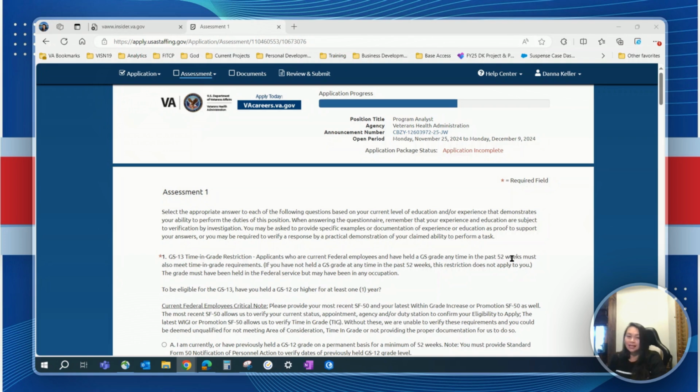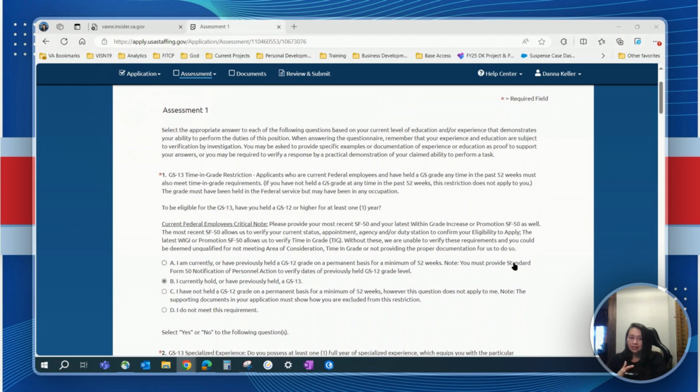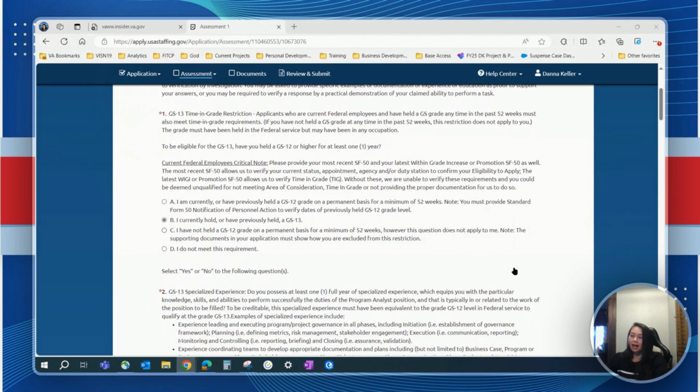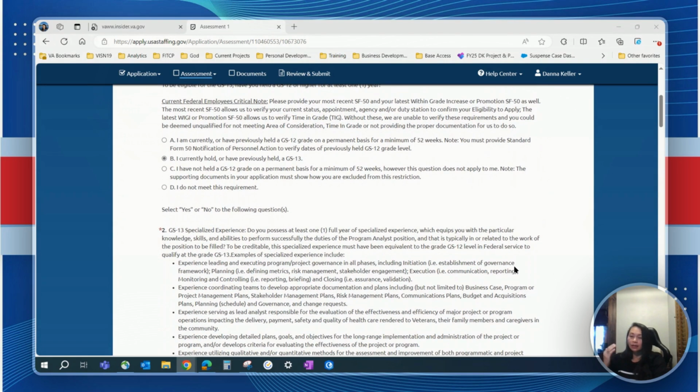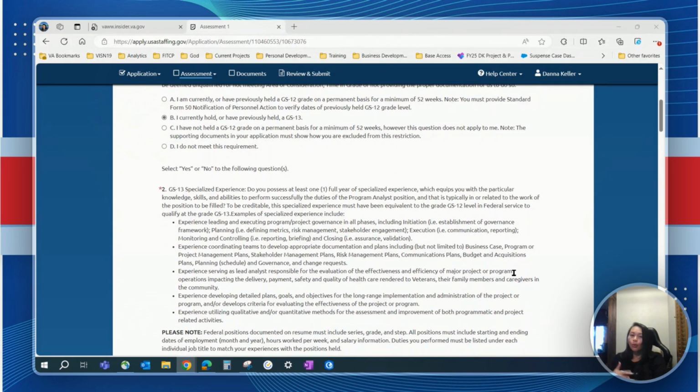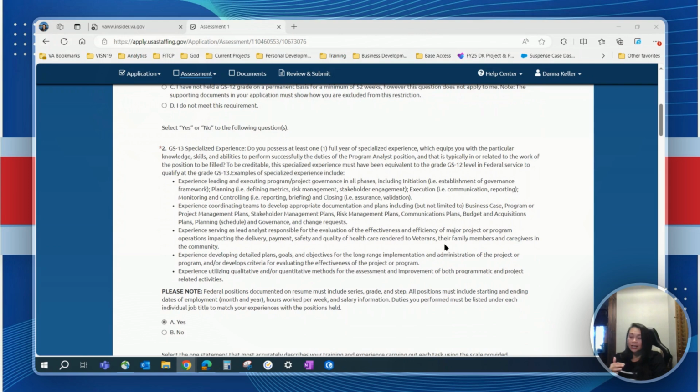Okay, here we have the assessment portion of the application. This is basically, back in the day, like knowledge, skills, and abilities. So this is you answering the questions as honestly as possible. This will let you know if you actually meet the qualifications of the job that you're applying for. I went ahead and went through the assessment so that I can show you what that looks like. So first, they look at the time and grade. Have you met the requirement? Because for the next grade up, you have to have at least 52 weeks at the previous level or at that current level. And since I've been at 13 for over 52 weeks, I can answer yes.